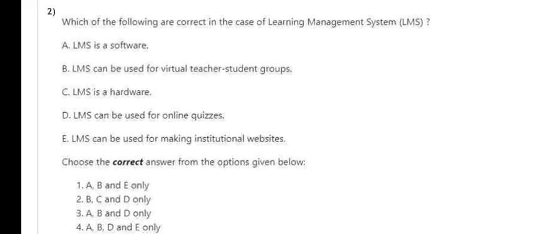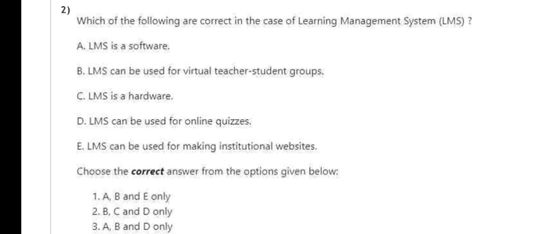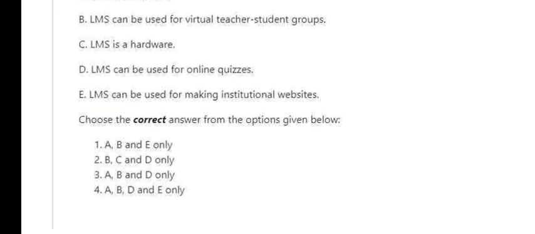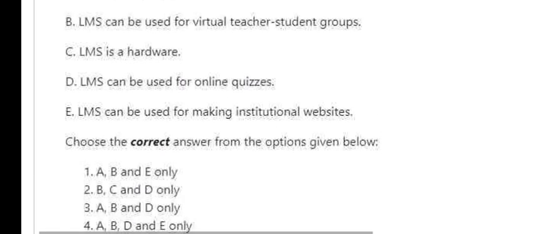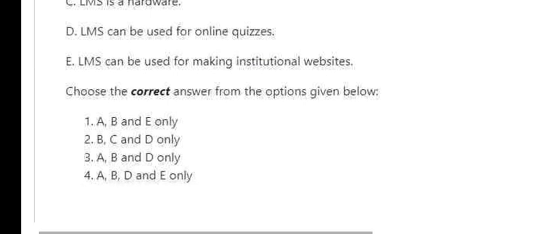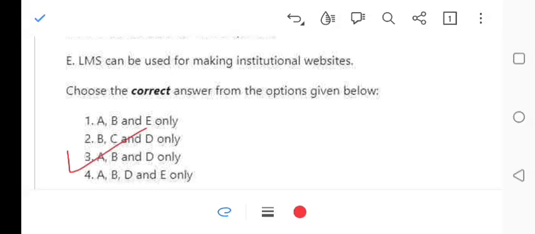Next question, which of the following are correct in the case of learning management system? In short, LMS, A, B, C, D, E. LMS is a software. LMS can be used for virtual teacher-student groups. LMS is a hardware. LMS can be used for online quizzes. LMS can be used for making institutional websites. Now choose the correct answer from the options given below. A, B, E; B, C, D; A, B, D; A, B, D, E. So number C, that means A, B, D, that is 3 will be correct.